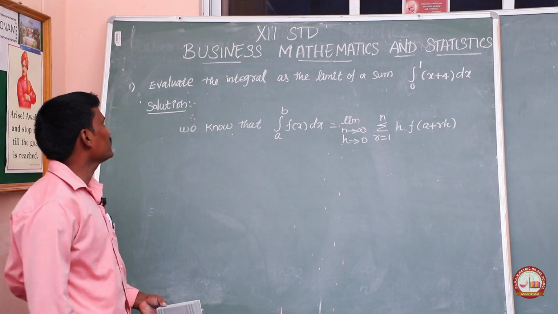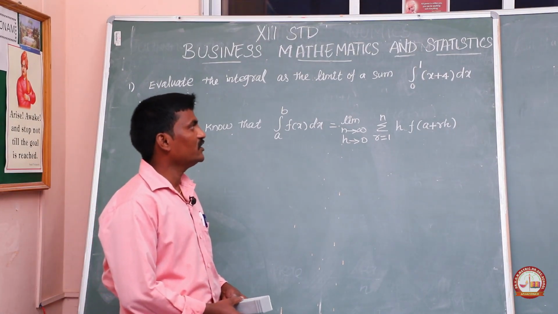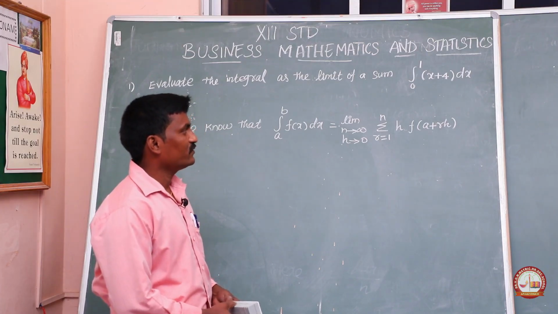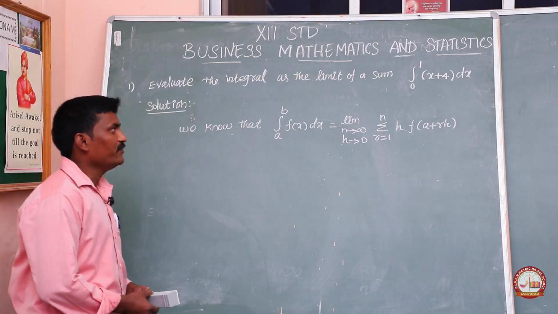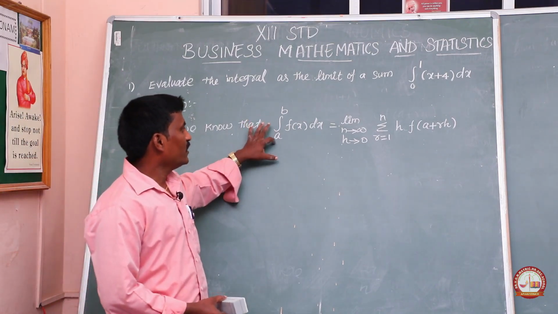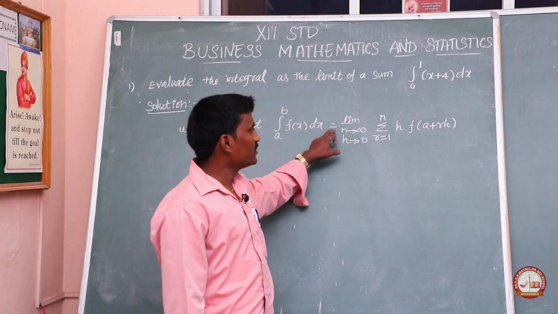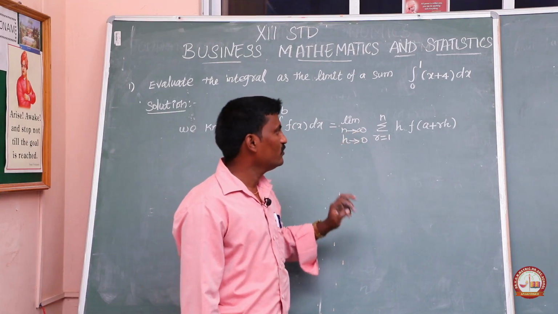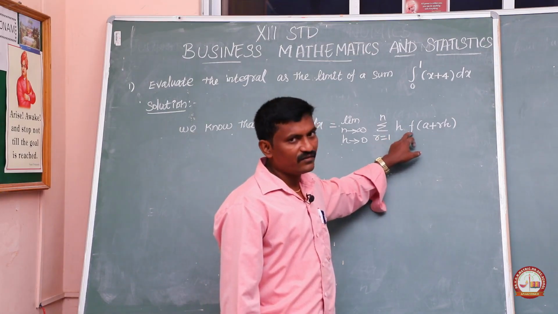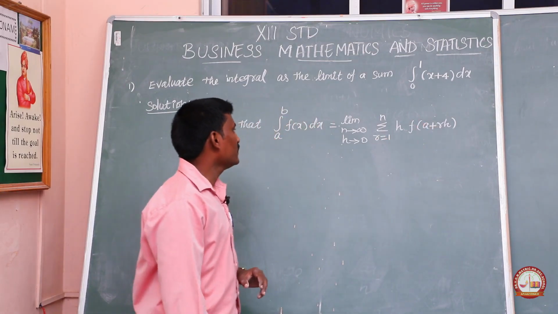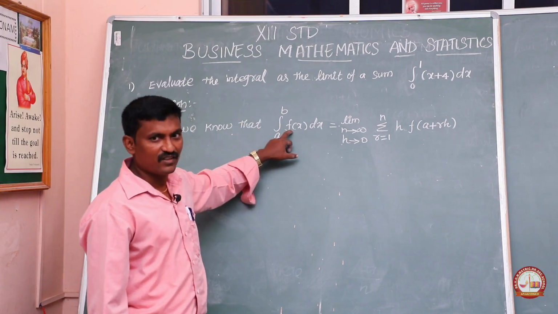Next I am going to the second sum. Evaluate the integral as the limit of the sum: integral 0 to 1 of x plus 4 into dx. We know the formula, limit of a sum: integral a to b f of x dx equal to limit n tends to infinity, h tends to 0, summation of r equal to 1 to n h into f of a plus r h. Here a is the lower limit and b is the upper limit, f of x is a function.